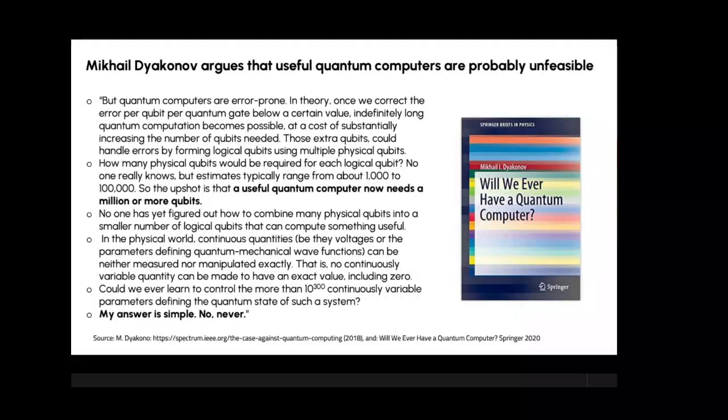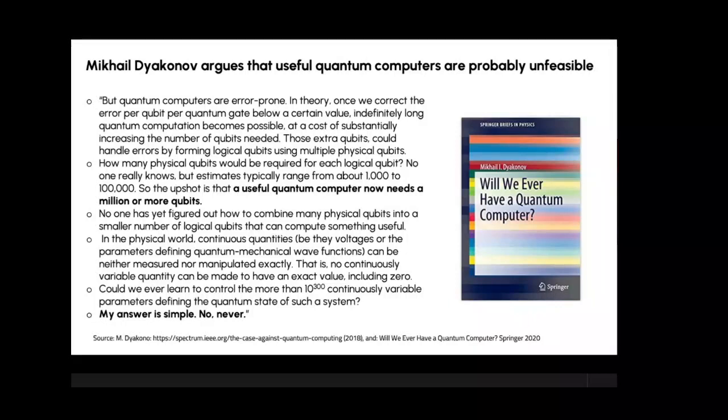But quantum computers are error prone. In theory, once we correct the error per qubit per quantum gate below a certain value, indefinitely long quantum computation becomes possible at a cost of substantially increasing the number of qubits. Those extra qubits could handle errors by forming logical qubits using multiple physical qubits. I told you this. How many physical qubits would be required for each logical qubit? No one really knows. That's still the case. But estimates typically range from about 1,000 to 100,000. So the upshot is that a useful quantum computer now needs 1 million or more qubits.